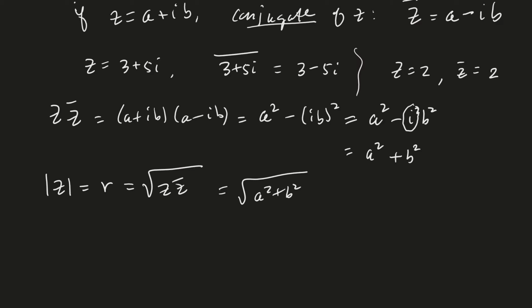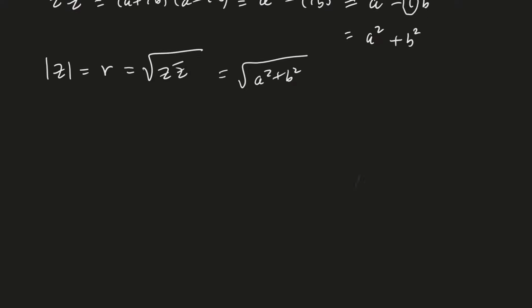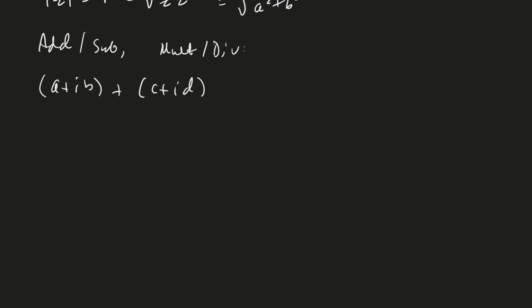Now one thing that's kind of handy. Oh, let's wait on that. So far we know how to conjugate, and we know how to take the magnitude. Let's take a look at addition and subtraction, multiplication and division. Okay, now these are all done just like you would perform it on a polynomial. So if I take a plus ib plus c plus id, the way you would compute that is you would take the real parts and add them together, and then you take the imaginary parts and add them together.